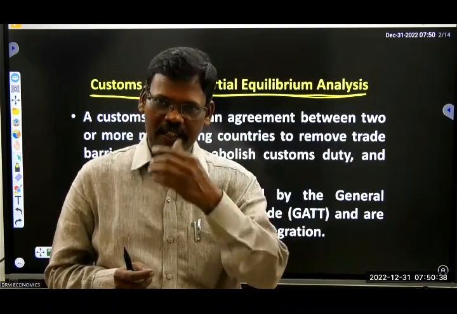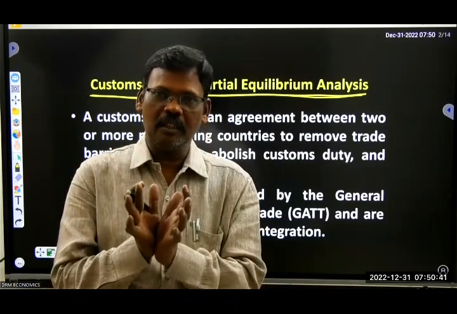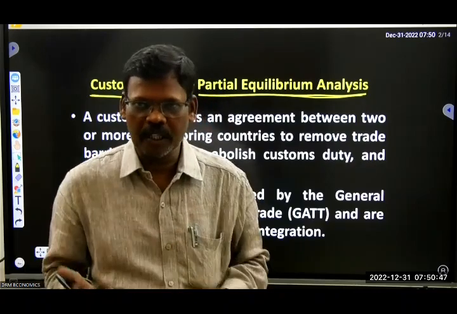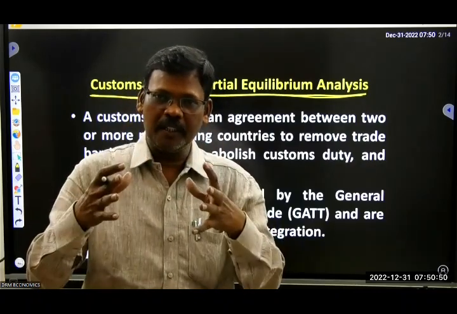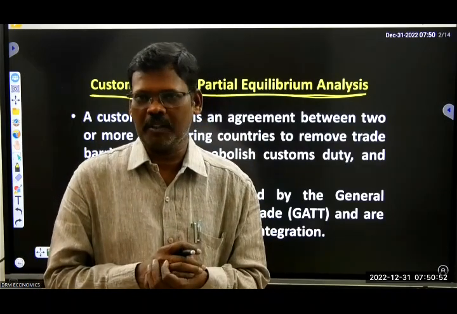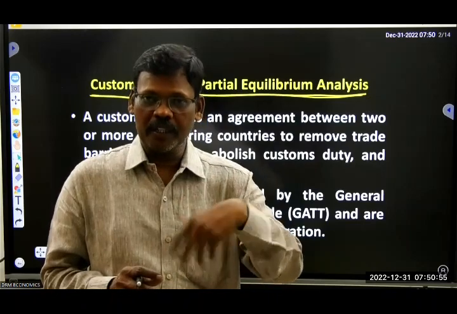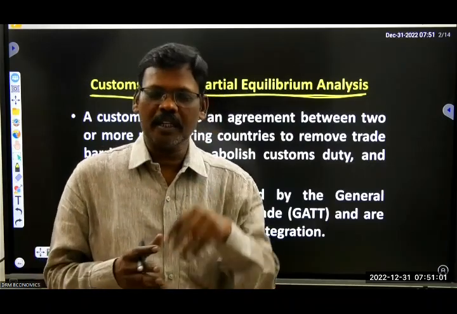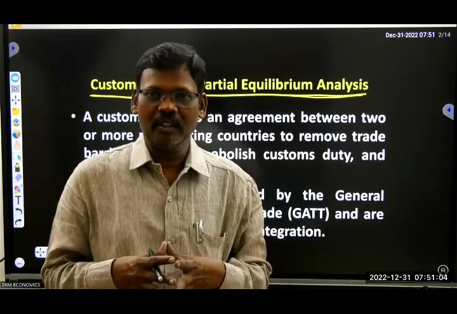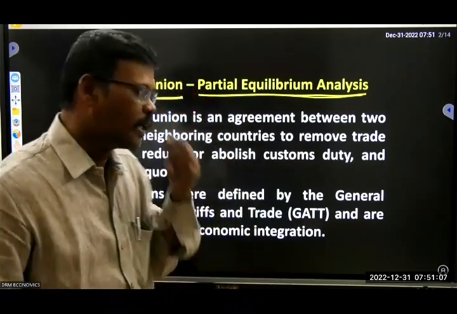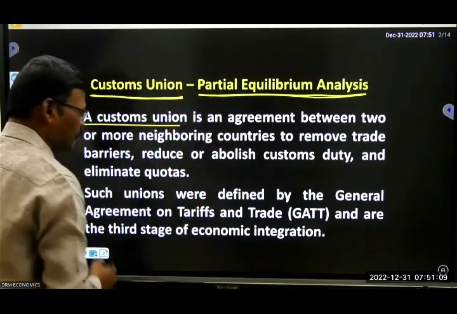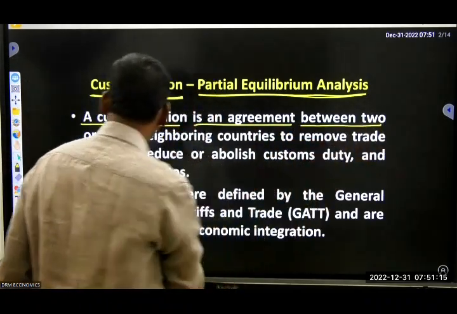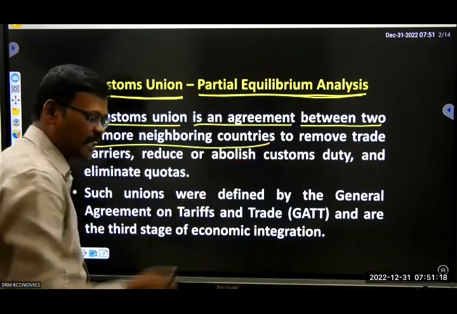Regarding international trade, it is meant to promote trade between two or more than two countries. So different types of organizations were established. Among them, one is related to the customs union. In this particular union, regarding trade, the countries will have agreements. A customs union is an agreement between two or more neighboring countries.